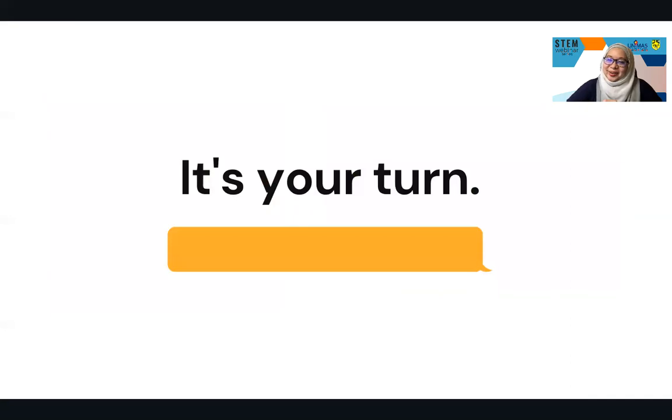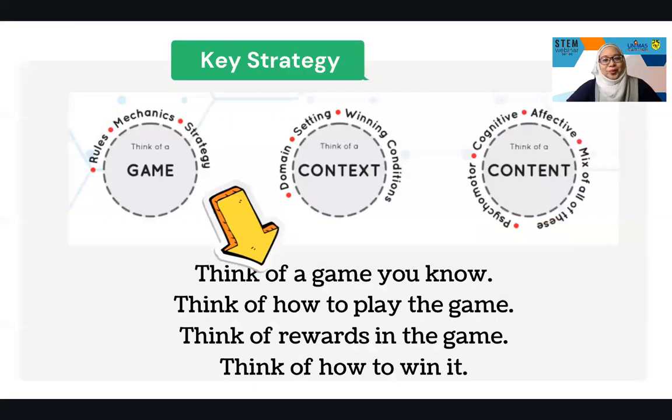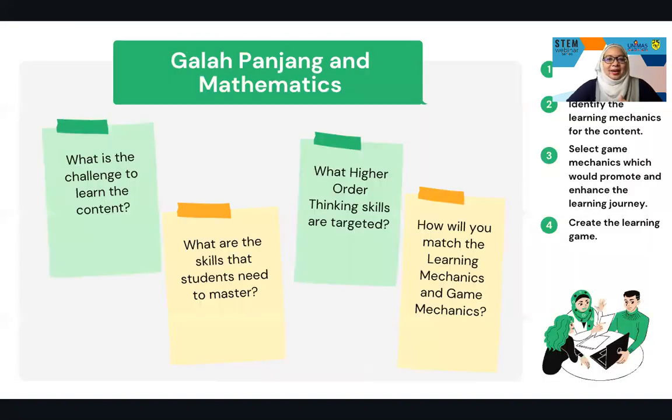So this is your turn now. You will have a chance to try our formula. So again, the key strategy is to identify the game. Think about a game that you are familiar with. Think about how you can play the game and the rewards, and how do people win the game. And I have a suggestion here, so that you can think about how to strategize.